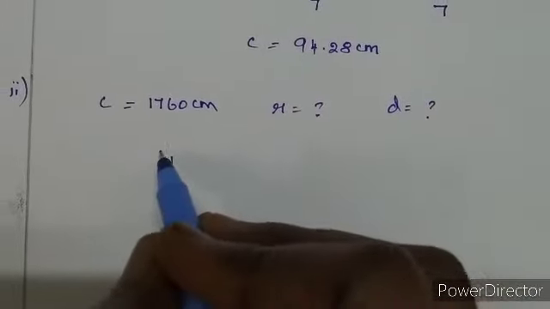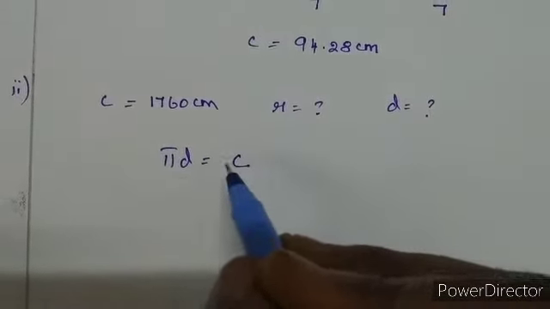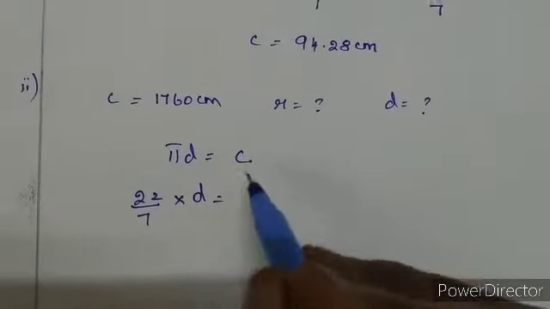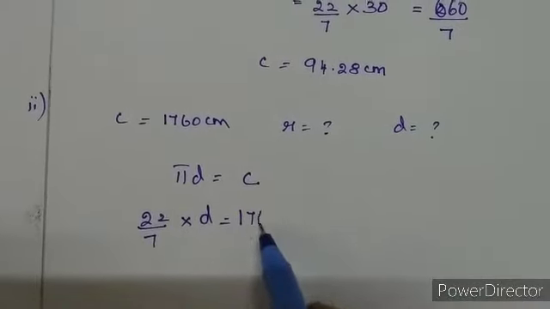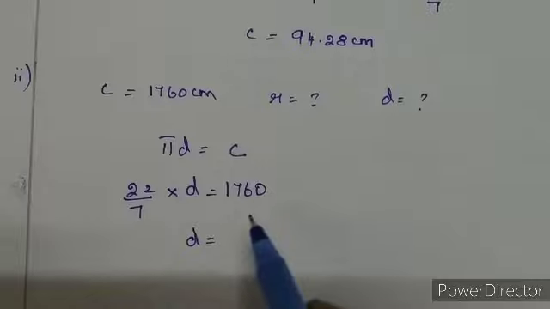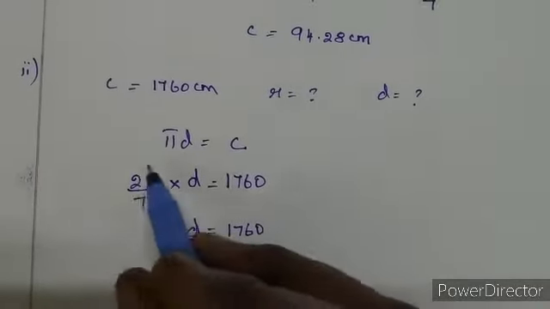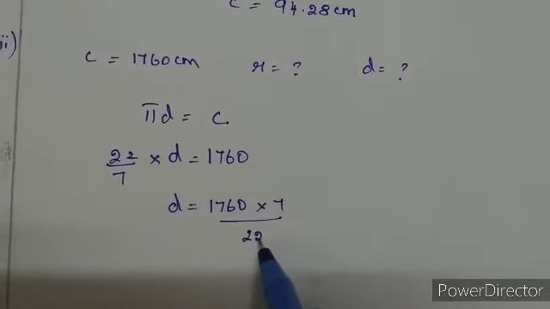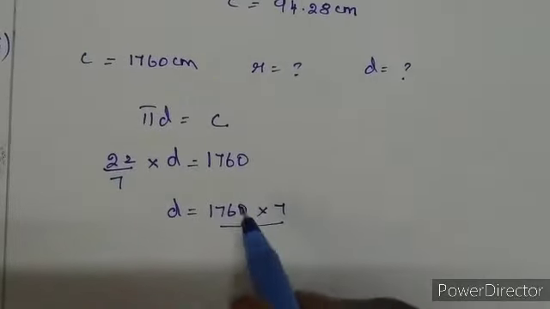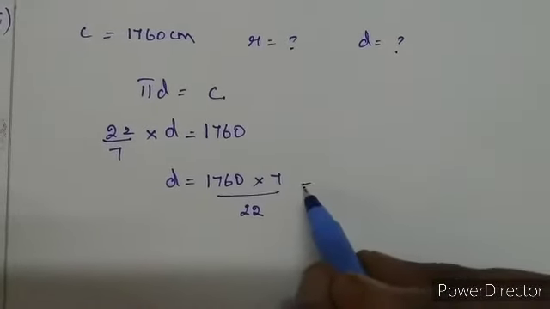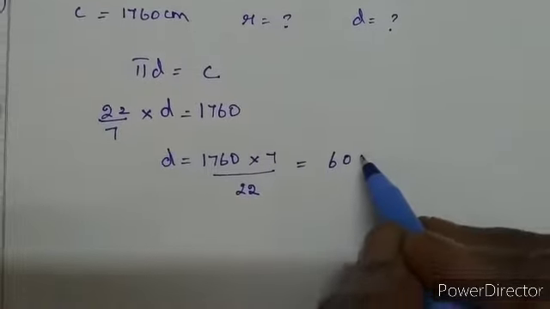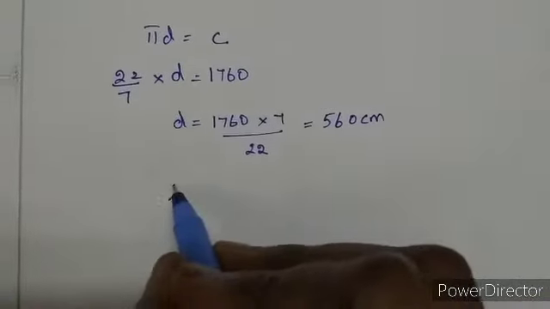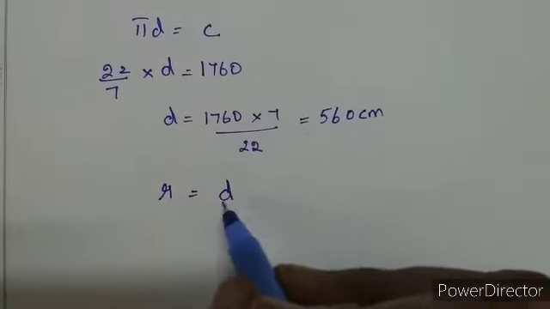Pi d is equal to circumference. The pi value is 22 by 7 into diameter, which we don't know. The circumference given in the question is 1760. Now the diameter equals 1760 times the reciprocal, that is the transposition of this number, 7 divided by 22. Simplify by cancelling the numerator and the denominator, so that you will get the diameter as 560 centimeter.